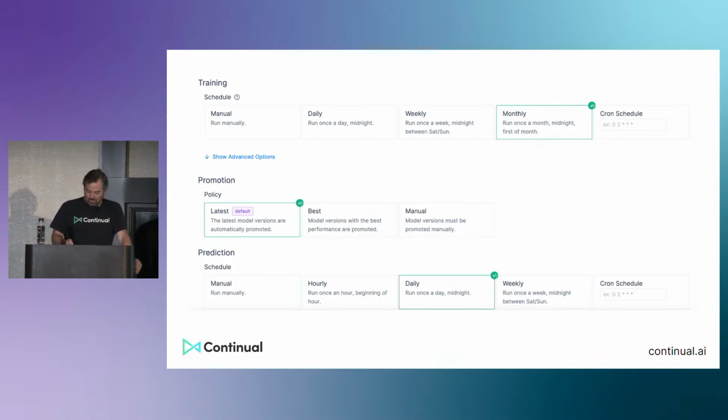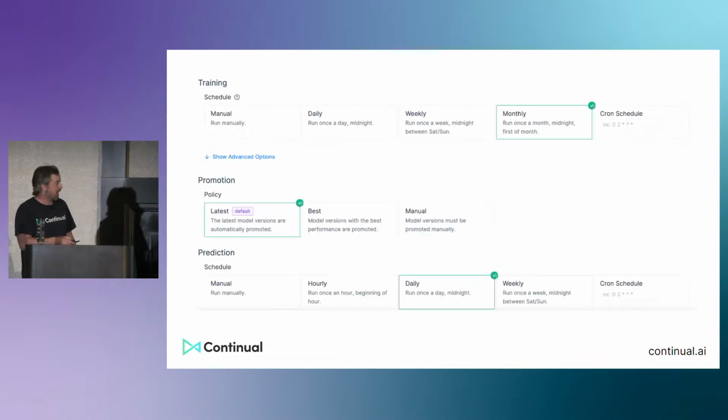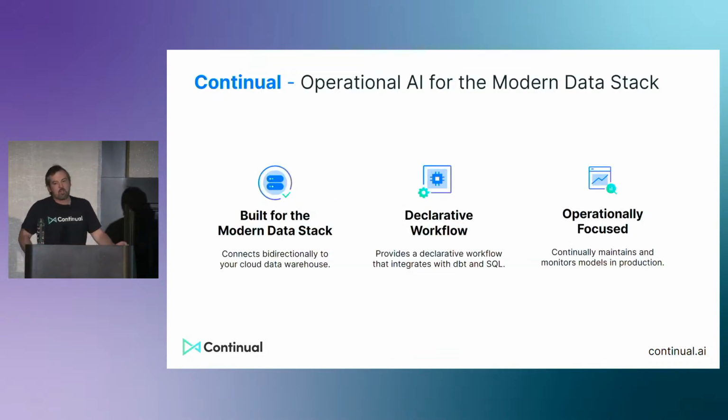So how does this apply? We've basically taken these ideas, so what are we doing at Continual? And is this possible to actually realize? At Continual, we're building what we're calling an operational ML platform for the modern data stack. It's really got three key components.